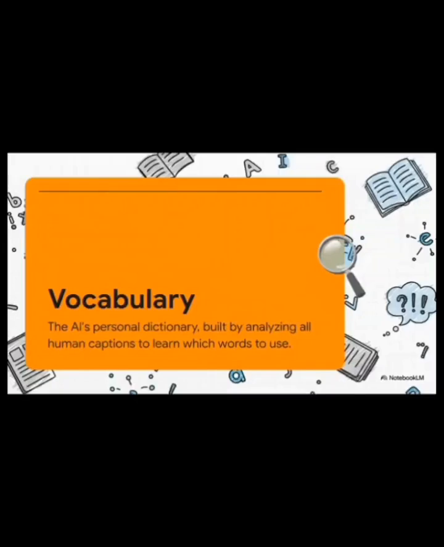Now, before our AI can even think about writing a sentence, it needs to know what words it's allowed to use. So we build what's called a vocabulary. It's literally like giving the AI its own personal dictionary. We make it read every single caption in the dataset and just count up all the unique words it finds.